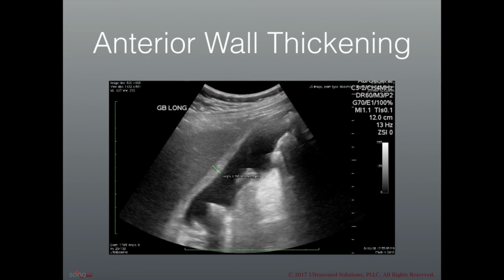Here's an example of a still shot of the gallbladder in long axis. You can see that they've measured the anterior wall thickness, and it's very thick. I believe it's almost 8 millimeters there. You can also see multiple large stones and their dense shadow behind them.